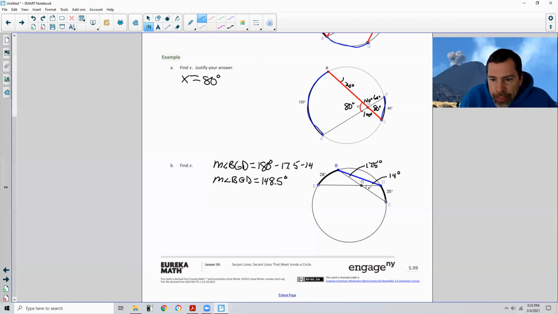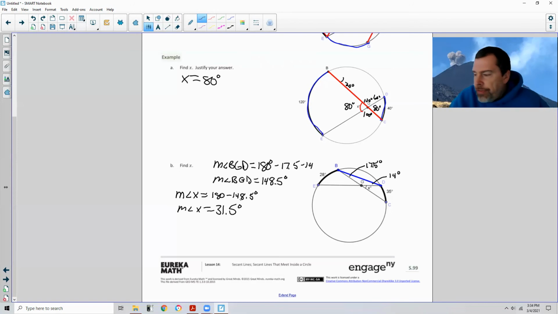And angle X and BGD are a linear pair. So now the measure of angle X equals 180 minus 148.5 degrees. Actually, it's an exterior angle, so it's the sum of the two remote interior angles as well, if you want to remember that formula. So it's 31.5 degrees. And there you have it.